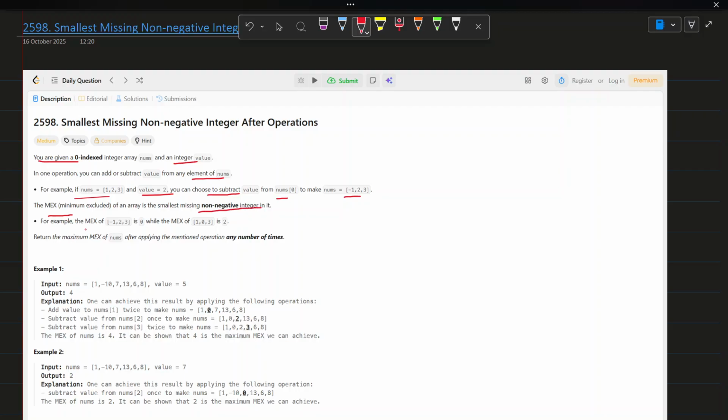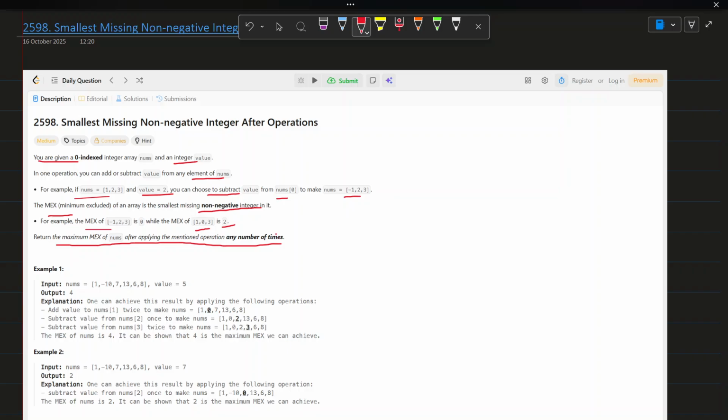For example, for minus 1, 2, 3 the MEX is 0. For 1, 0 and 3, the MEX is 2, because 1, 0 and 3 are present and the minimum missing is 2. So return the maximum MEX of nums after applying the mentioned operation any number of times.